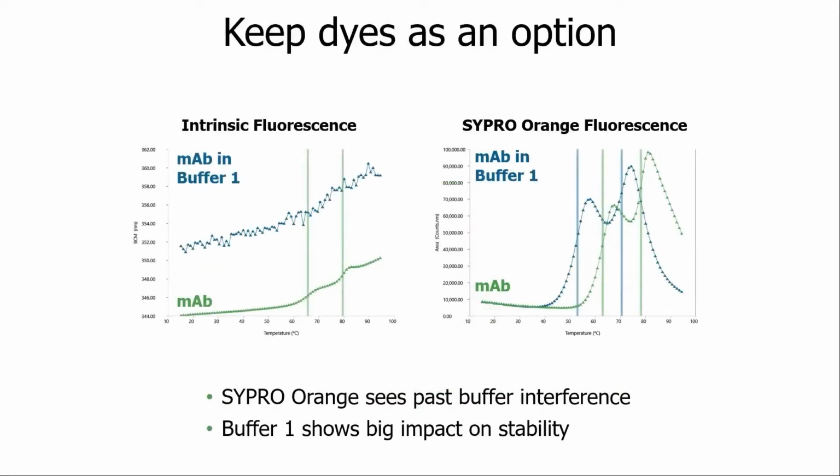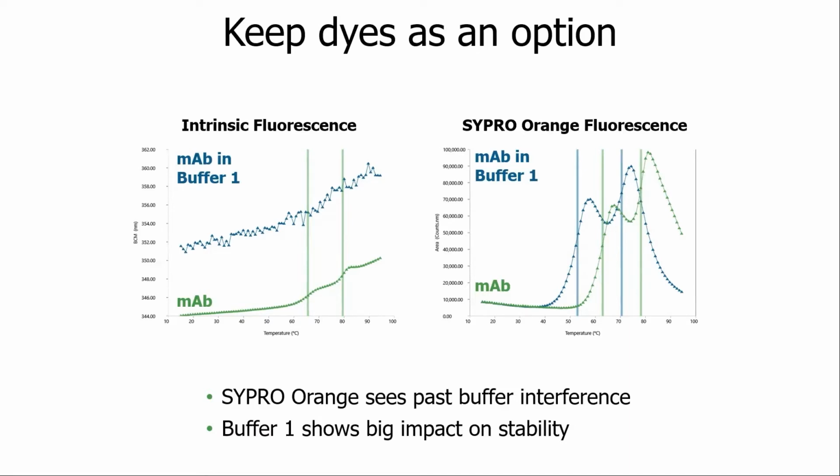Here's a snapshot of the results where we have the antibody in its histidine buffer in green and in the excipient buffer, buffer number 1, where we saw fluorescence quenching in blue. In the histidine buffer, the unfolding behavior of this antibody is clearly shown by 2 melting temperatures. However, in buffer 1, those events are completely hidden and we lose the ability to detect those melting temperatures.